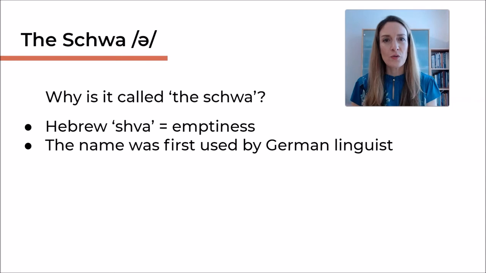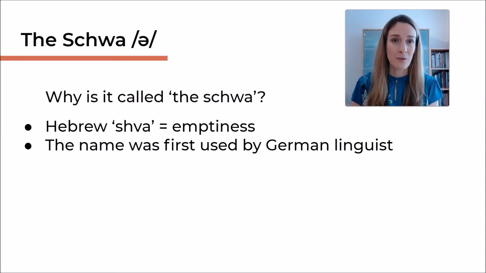But it was first used by German linguists. And when they spell schwa in German, they would spell it with an SCH. That is why we really have the spelling schwa with S-E-H. And emptiness is really maybe the wrong word because obviously there is a sound, but it's not really a sound of big value. It's very short and that is where the name comes from, okay? So we call it the schwa. And it is very important because it is the most common vowel sound.